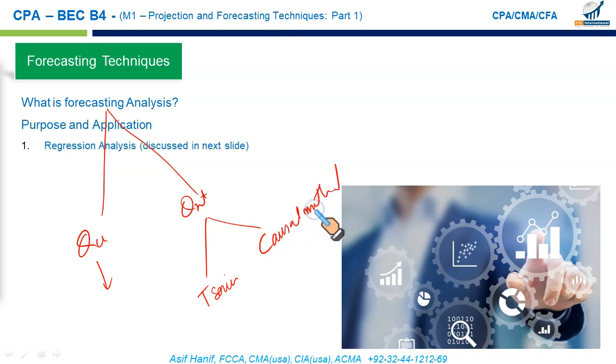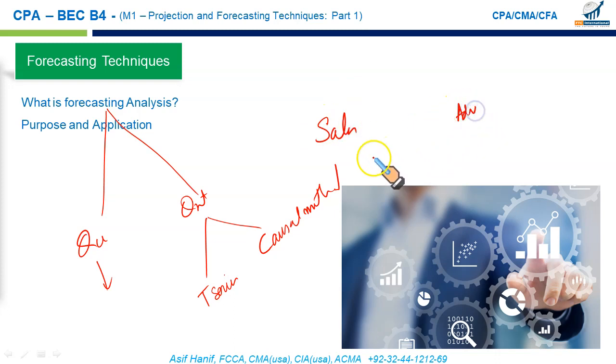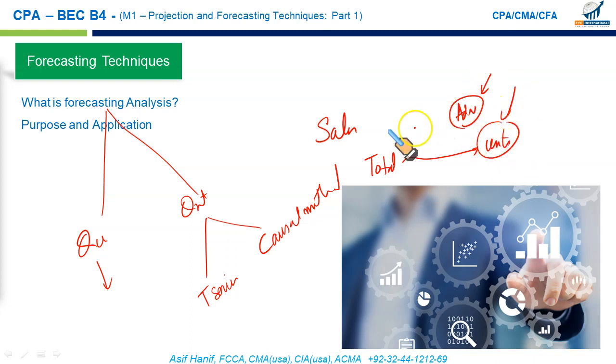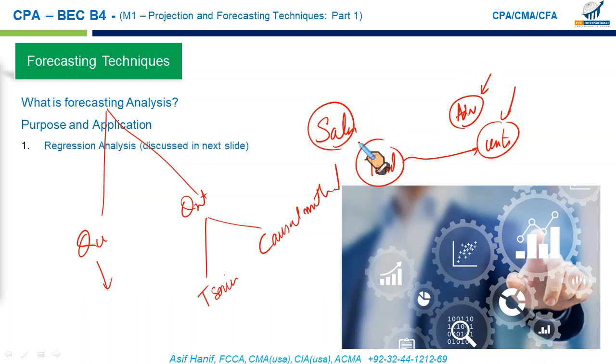So basically the purpose of forecasting analysis is predicting the future values of our sales based upon some variable like advertisement, or forecasting our total cost of production based upon the number of units produced. So basically we want to predict the future values, and these future values are based upon some independent variable which will serve as an input, and this will help us determine the value of dependent variables. So we will discuss it in detail in our next subunit.